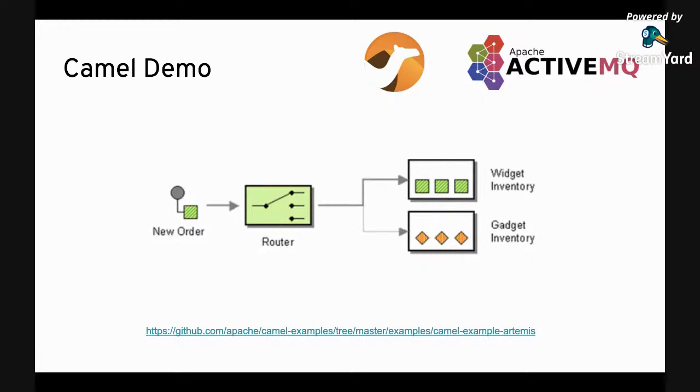So let's take a look at an example, a little demo. Let me see if that works. So this is the widget and gadget example. This is from the Enterprise Integration Patterns book. And you can find this example on GitHub. There's a link on the bottom. The Camel examples are from the Camel Examples GitHub repository, and it's called Camel Example Artemis, because it uses ActiveMQ Artemis as the message broker. So it was named like that.